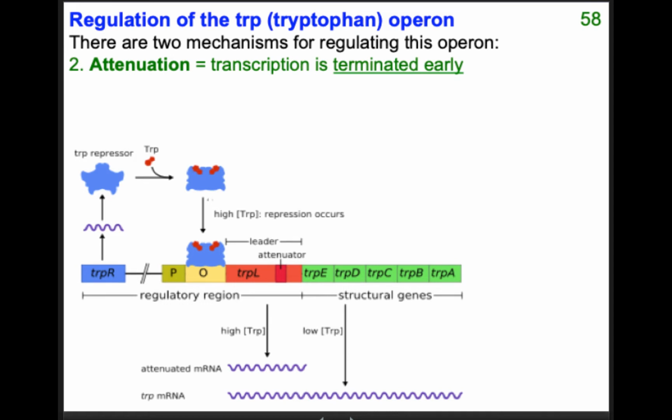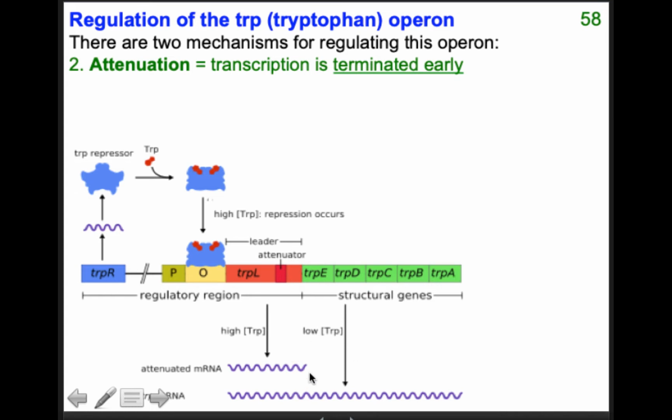All right, so basically, normally if you want to make your tryptophan producing enzymes, you would transcribe everything from here, the transcription start site, all the way through all the structural genes. Whereas if you don't want to make those enzymes, you can start transcription but end it early before you even get to the structural genes, so that you're not wasting as much time and energy making enzymes that you don't currently need. All right, so attenuation means ending transcription early.